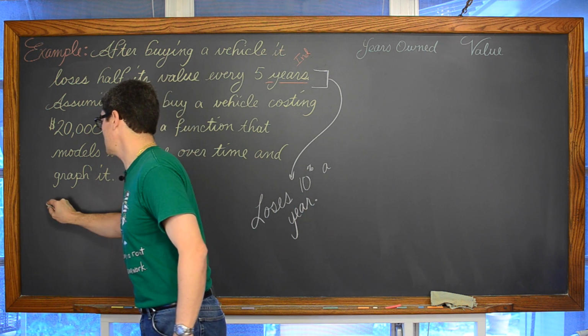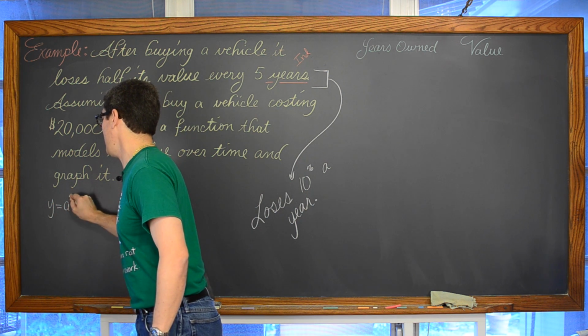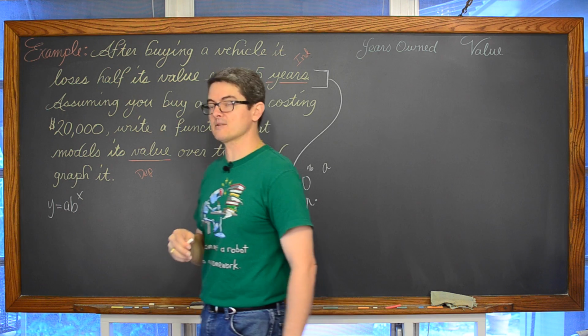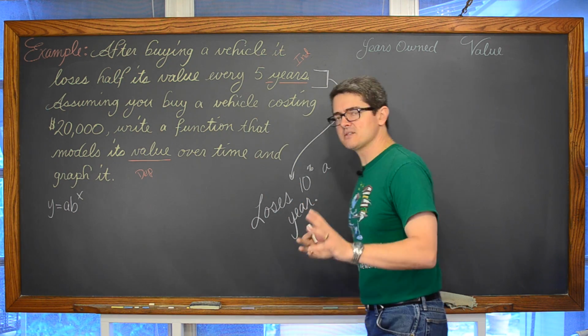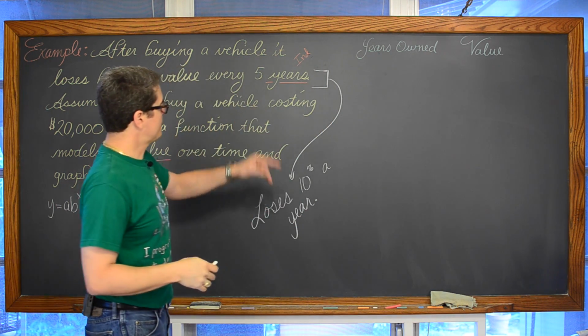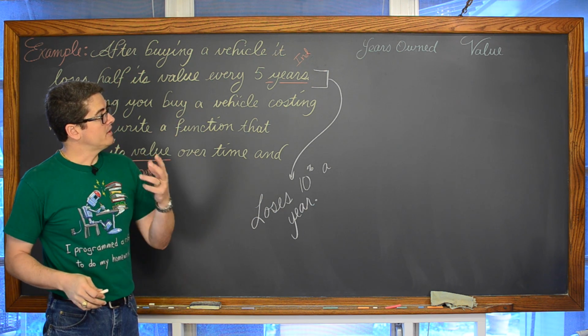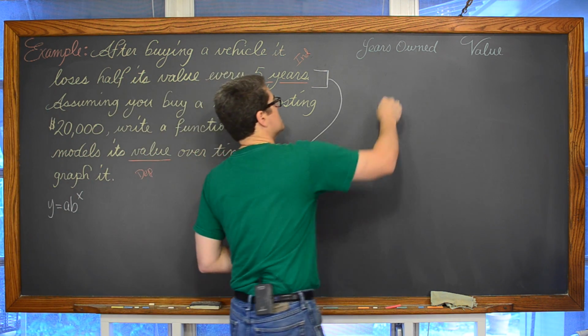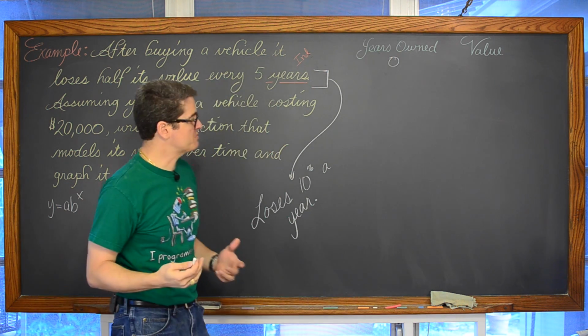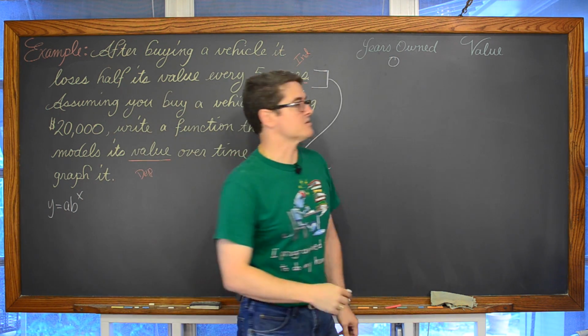So our final answer is going to be in some form of y is equal to a times b to the x. Okay, let's make a table of values here for a second. Again, for the slightly reworded version here, if you lose 10% a year, then years owned. Well, years owned is 0. I just bought it. Well, if you just bought it, then you spent $20,000.